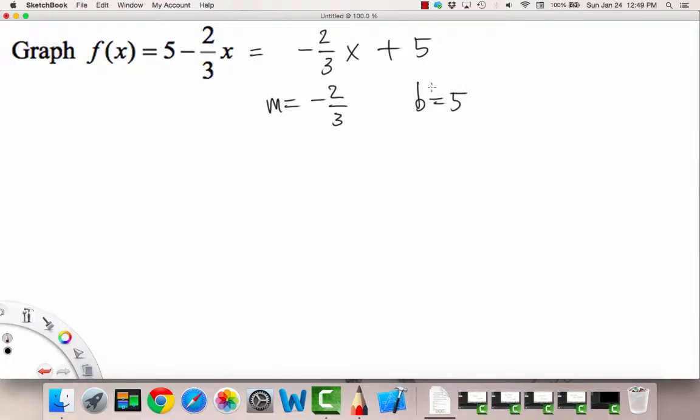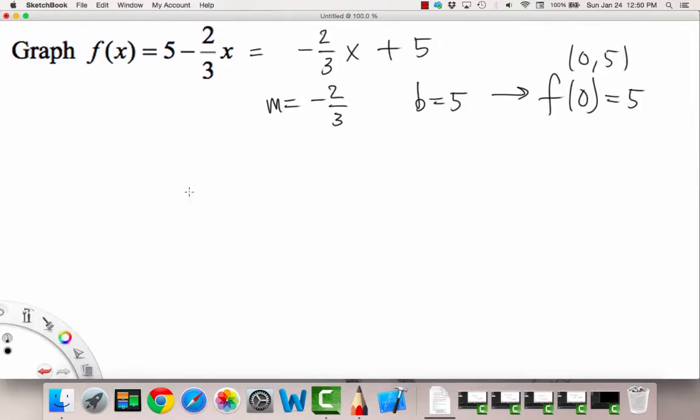You can always check this by plugging in 0 for your x, and then whatever's remaining is your y-intercept. So this is the first thing we're going to do. Our y-intercept means that f of 0 is equal to 5. So that means we already have 1 point that we know: (0, 5).